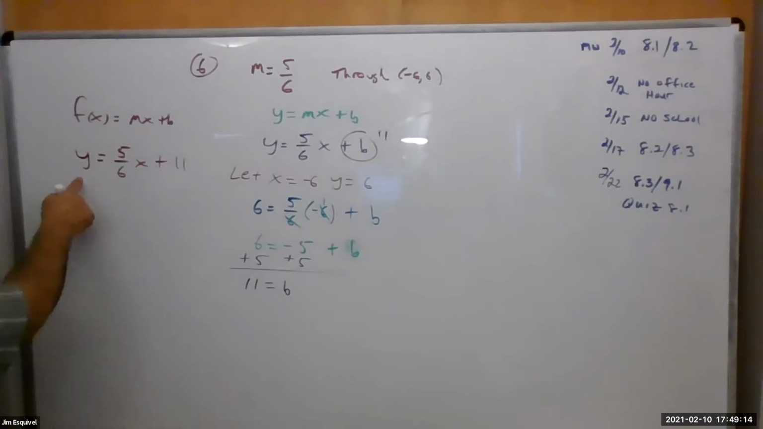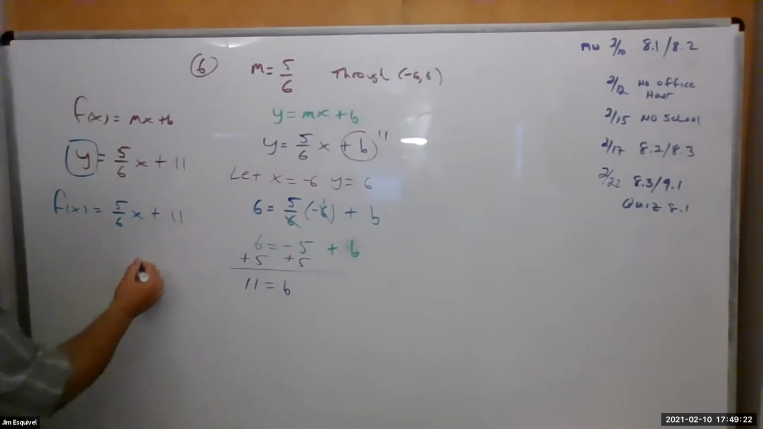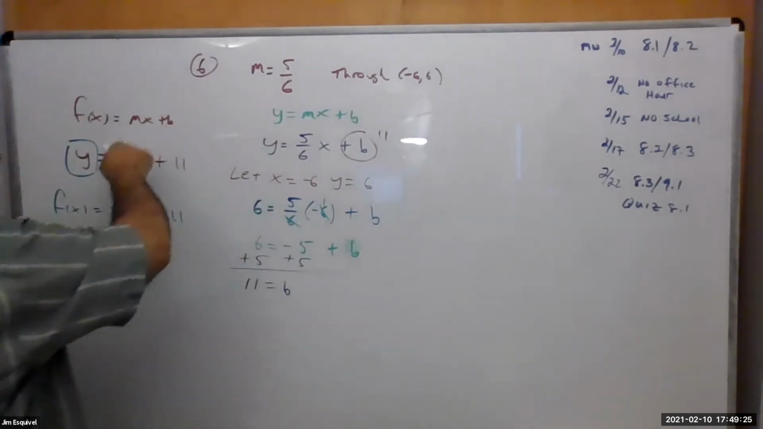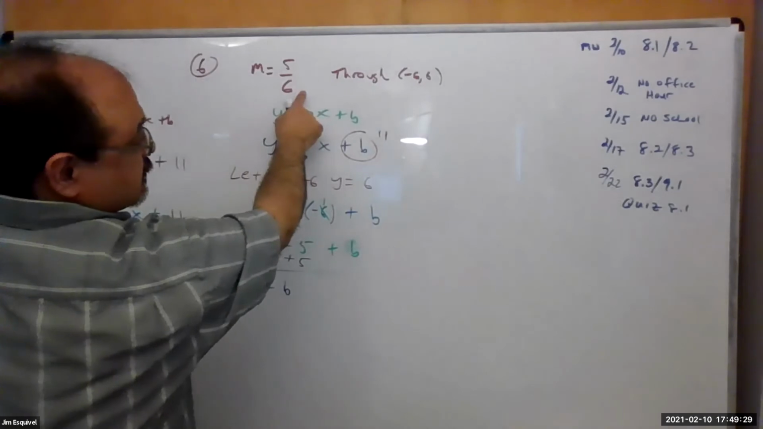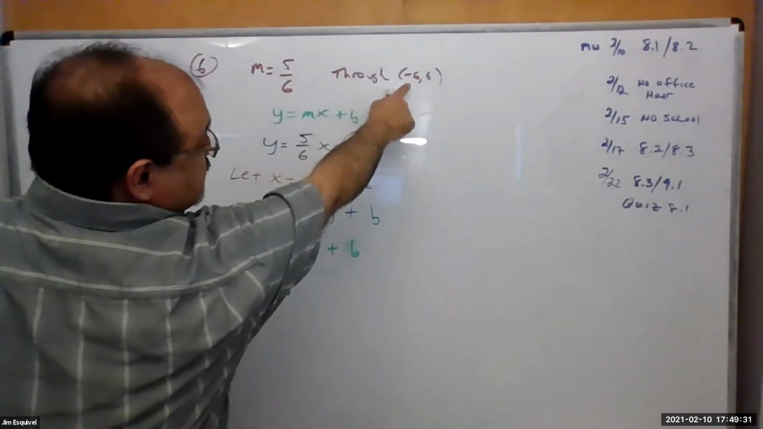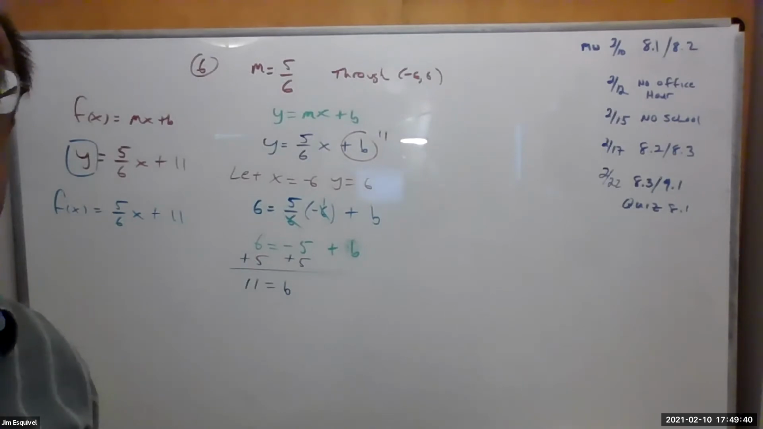Now that you got y equals, you're just going to replace this with f of x equals 5 over 6x plus 11. What is the function notation for a line with a slope of 5 over 6 that goes through the point negative 6, 6? Function notation is right there. So exactly what we've already been doing.